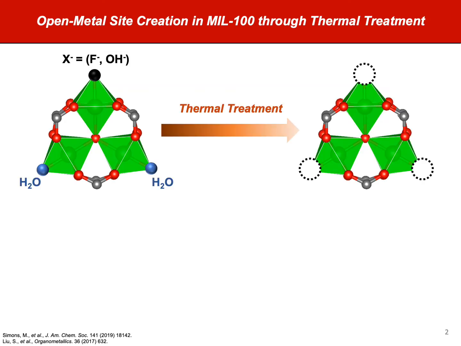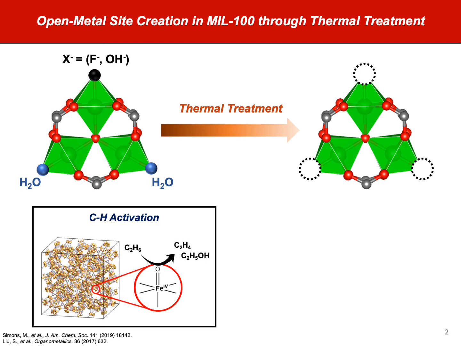These nodes each carry two labile water ligands and one anion that is typically either a fluoride or a hydroxide. And we've shown in previous work that using thermal treatments between room temperature and 250 degrees Celsius, we can access all of the potential open metal sites in the case of iron and chromium MIL-100.